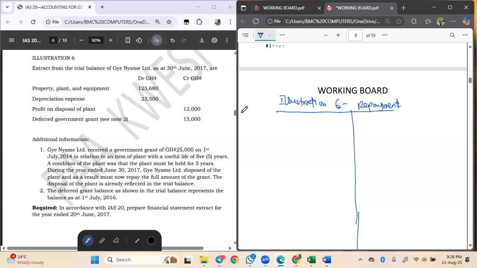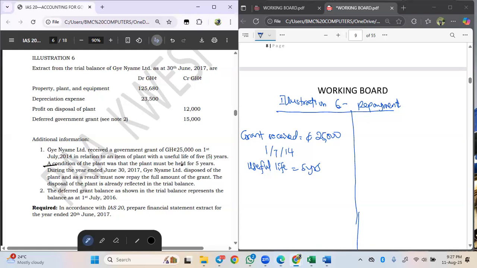Okay. So the grant received. Let's look at it. The grant received is what? 25,000. And it was received on what? 1st July 2014. And the useful life of the asset is what? 5 years. Okay. And we are saying that the condition attached to it is that you should have held the asset for 5 years. So for the whole of 5 years, you should have control of the asset.